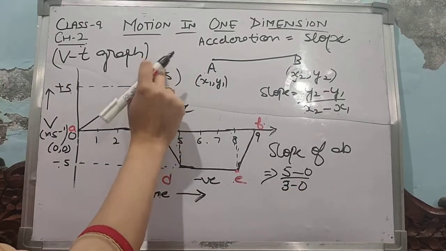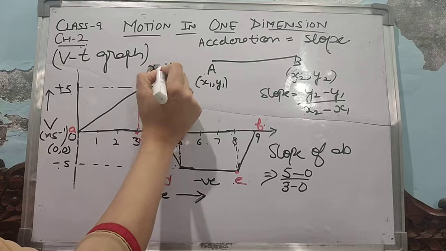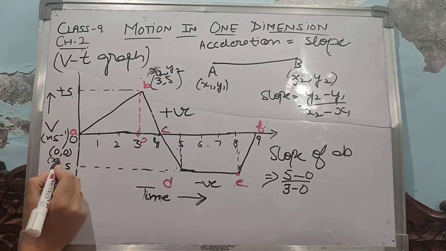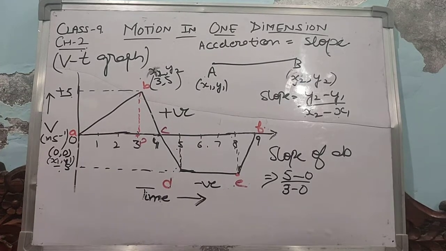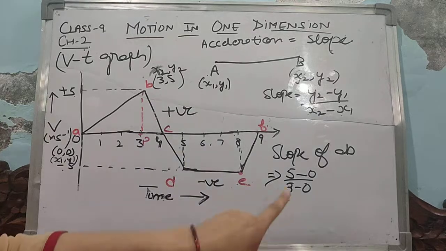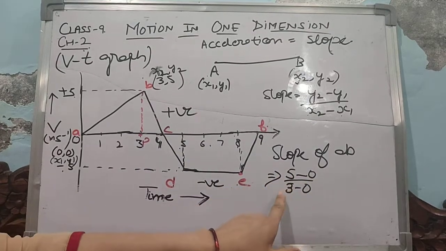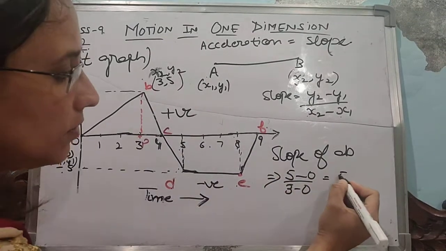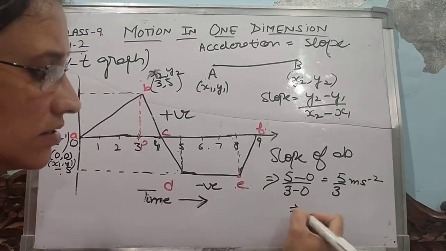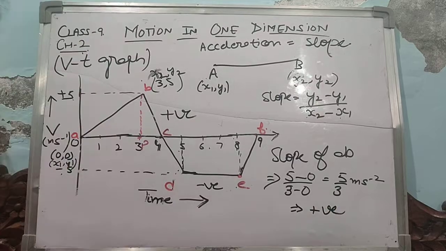Sorry, this is x2, this is y2, and here you have x1, y1. So the slope of AB will be y2 minus y1 upon x2 minus x1, that is 5 minus 0 upon 3 minus 0. It comes out to be 5 upon 3 meter per second square. This means this acceleration is coming out to be positive.